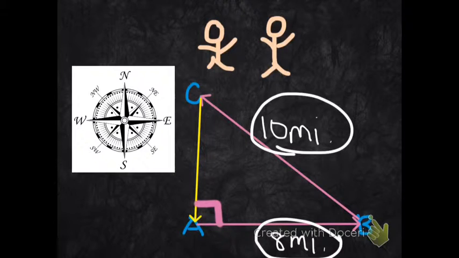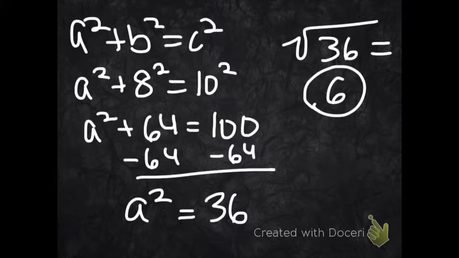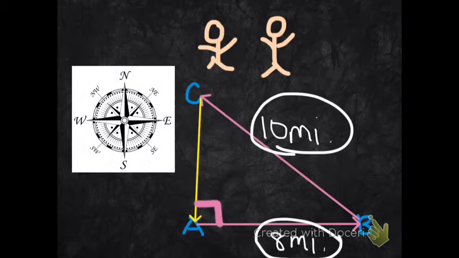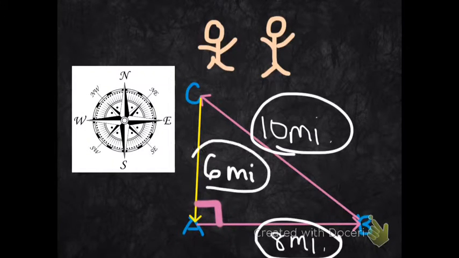So let's go back. The distance from C to A was unknown, but now that we've solved, as seen here, we know that it's now 6. So it is 6 miles. And that concludes your independent word problems.